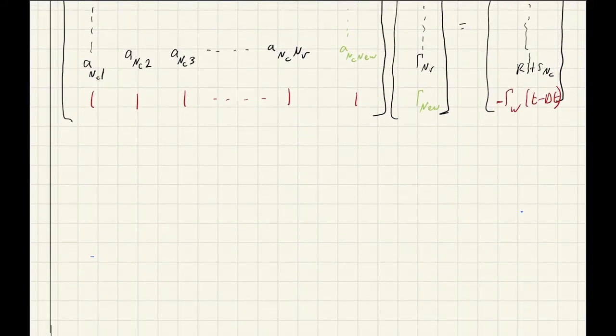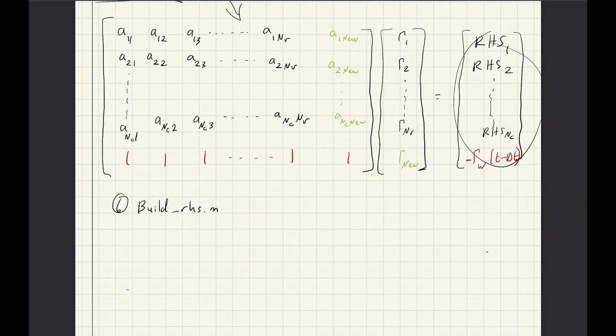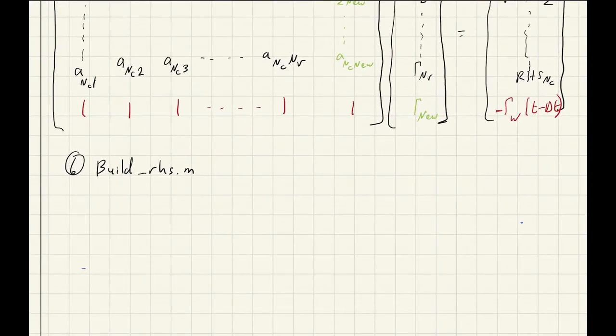Moving on to step 6, we build the right-hand side vector, which is this vector right here. Let me change color. All right.